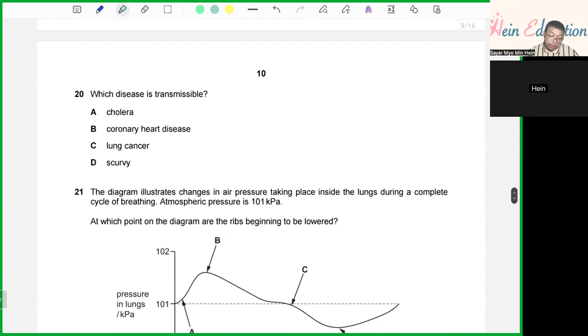And which disease is transmissible? Transmissible means it can be passed from one person to another person. So cholera, coronary heart disease, lung cancer, scurvy. So the correct answer is cholera. It can be transmitted through contaminated water and contaminated food.